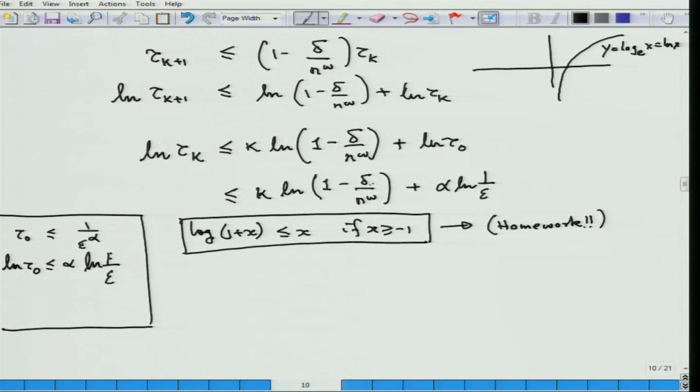So, here I can take 1 plus x, x could be this one, minus delta by n omega. So, what would happen is the following, log of tau k is less than equal to k times, x is here, minus delta by n omega. Obviously, this is bigger than minus 1. You can choose it in such a way that this is bigger than minus 1, delta by n omega.